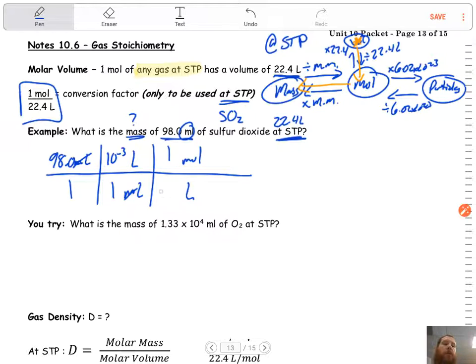Well, in 1 mole, how many liters do we have? 22.4. Liters are gone. I still don't want to stop with moles. I need to get to mass. So moles here and grams up there. 1 mole. Now we need to have our molar mass.